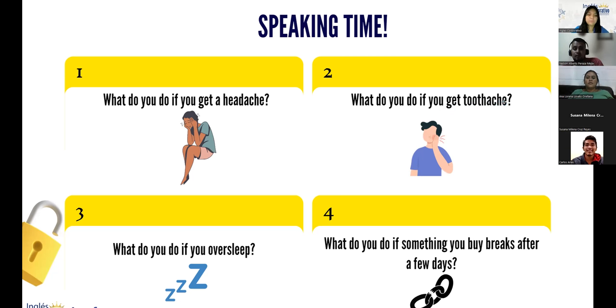Anna, what do you do if you get a toothache? If I get toothache, I take drugs for the pain. Okay, so in this case, repeat after me and say toothache. If you get a toothache, you take some medicine, you take pills. Perfect.